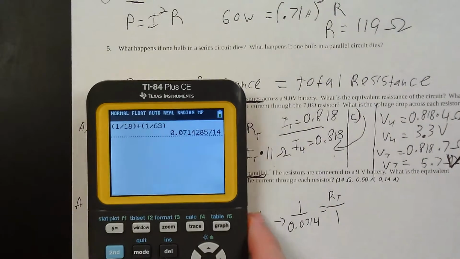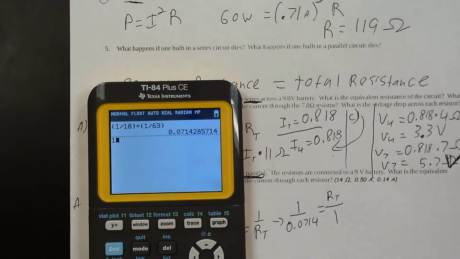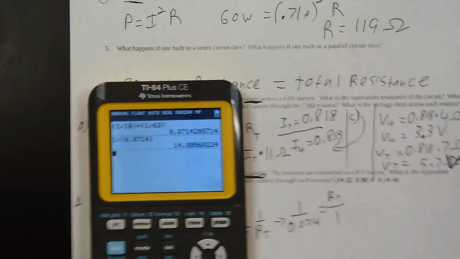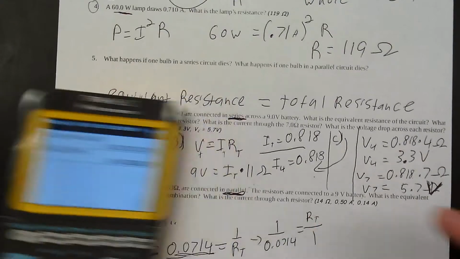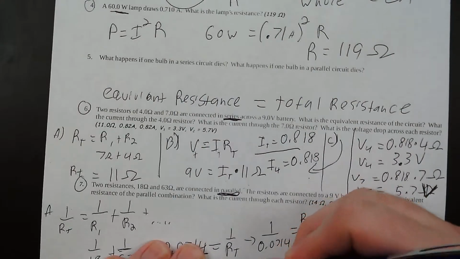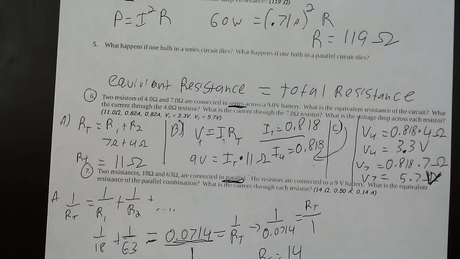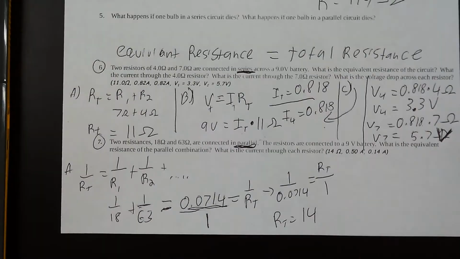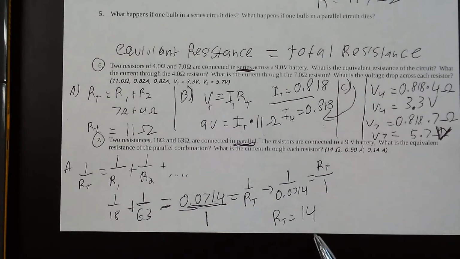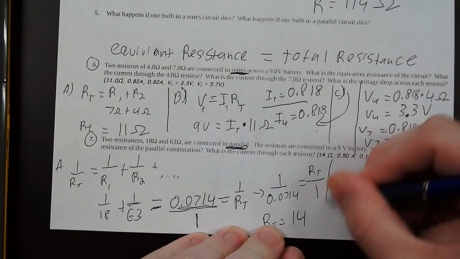Now I'm going to get my total. Okay? So, let me just do that real quick. 1 divided by 0.0714 like this, okay? And that is my total resistance, 14, okay? RT equals 14. All right, that's really the part that most people mess up on when we're dealing with parallel circuits. It's the inverse section, okay? All right, so that part is done.